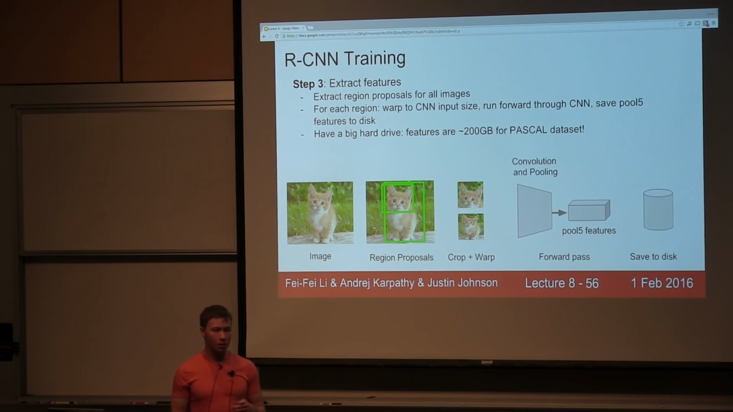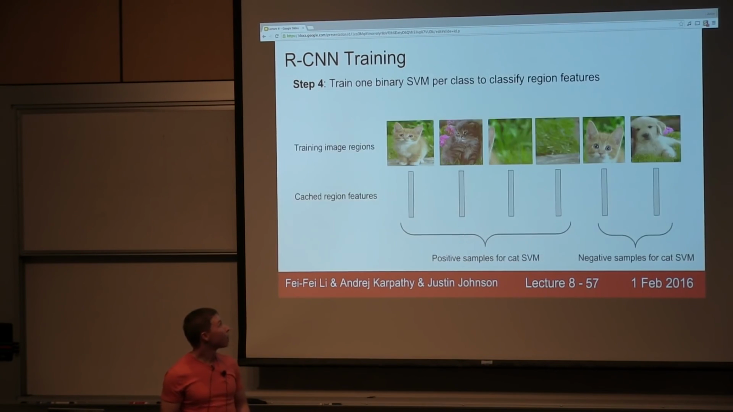Next, we actually want to cache all these features to disk. So for every image in your data set, you run selective search, you extract those regions, you warp them, you run them through the CNN, and you cache those features to disk. Something important for this step is to have a large hard drive. The Pascal data set is not too big, maybe on the order of a couple tens of thousands of images. But extracting these features actually takes hundreds of gigabytes, so that's not so great.